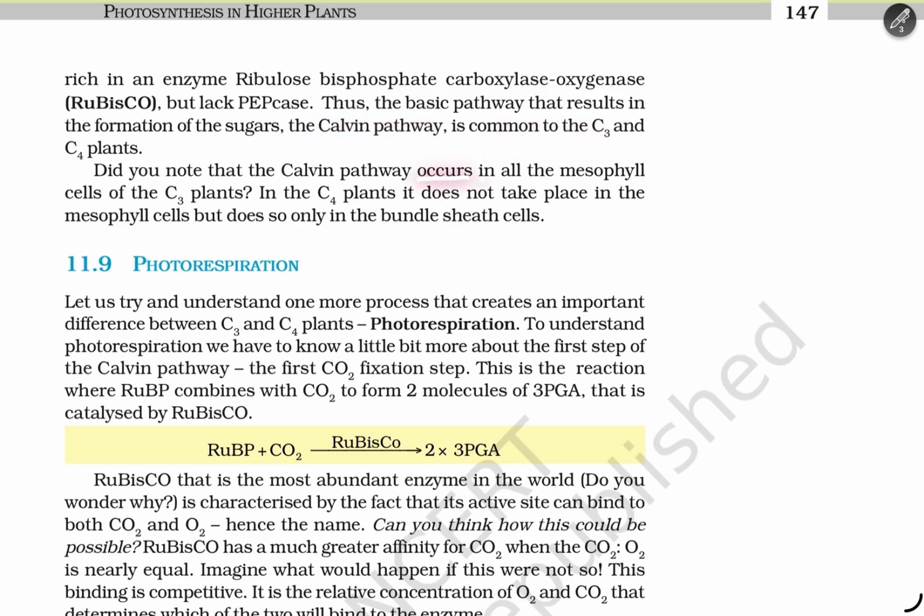Did you note that the Calvin pathway occurs in all the mesophyll cells of C3 plants? In the C4 plant, it does not take place in the mesophyll cell, but does so in the bundle sheaths.